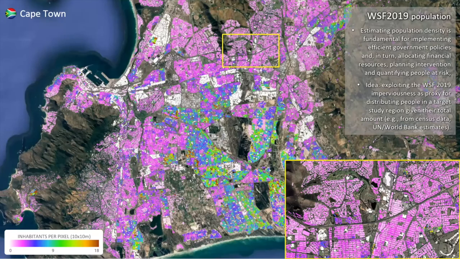So here, the basic idea is to exploit the imperviousness that I said before, being a good proxy for, let's say, the density. And we use it for distributing, let's say, figures that are available, for instance, from census data or UN World Bank estimates at a certain district level. And here you can really appreciate, still in the case of Cape Town, how detailed this population map can be with respect to other existing available layers, like, for instance, WorldPop.